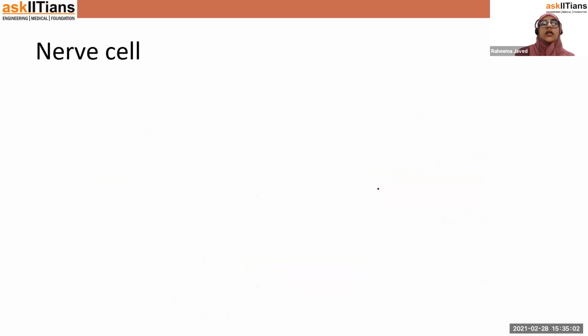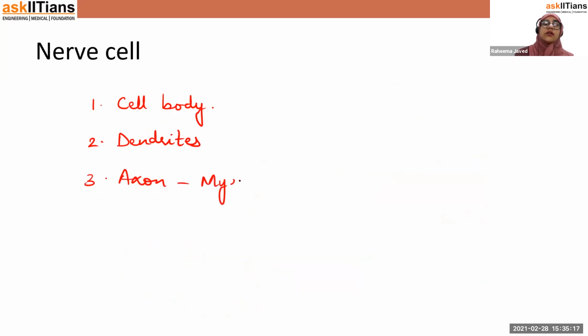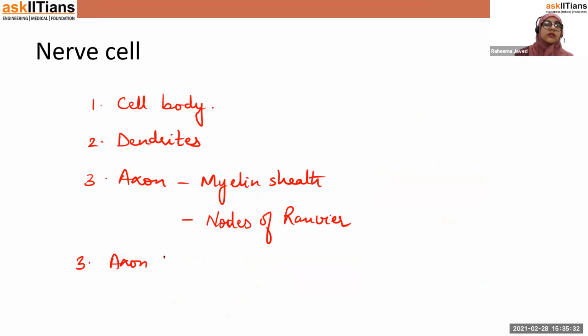Okay, so here I'm just going to list down the important parts of the neuron, which are the cell body, dendrites, and axon. The axon is covered by myelin sheath. The regions where the myelin sheath is not present are known as nodes of Ranvier. And there are axon terminals also.